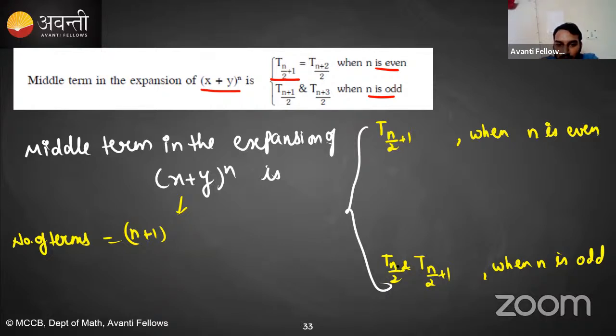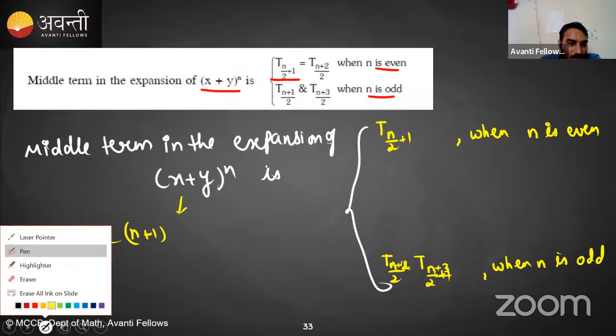T n plus 1 by 2, sorry. T n plus 1 by 2. Is that clear? And T n plus 3 by 2. Okay, n plus 3. Yeah.